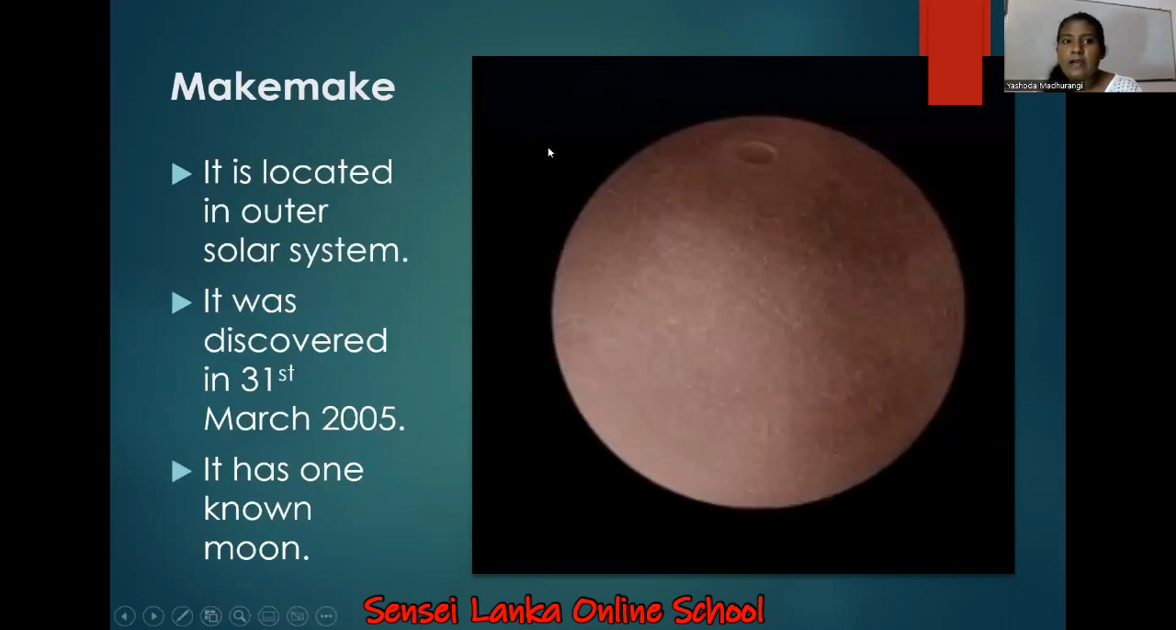Then the last one, Marke. Look at the picture on the screen. It is located in the outer solar system. It was discovered on 31st March 2005. It has one known moon. So that is enough about the 5 dwarf planets. I gave you some extra information for your knowledge.